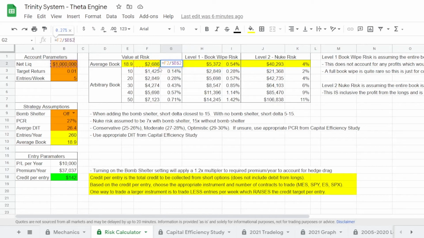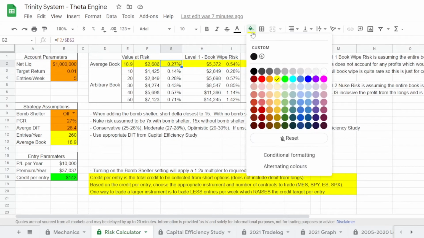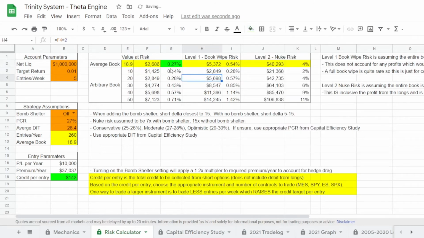I have said before, for every 1% target return, this is the amount of credit you will have on the books. And you can finally see from the net liq, from the target return, from the number of entries, everything filters down and translates to this value at risk. Now that's just the credit on the books. What's your actual risk? Well, I have something called a level 1 book wipe risk, which is just basically losing the whole book at a normal 2x loss. So you can see in H2, this is simply value at risk times 2.